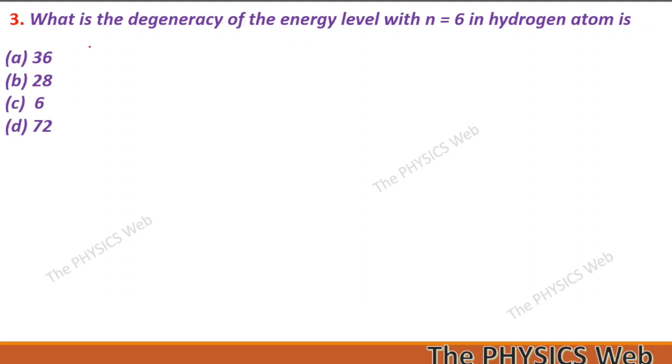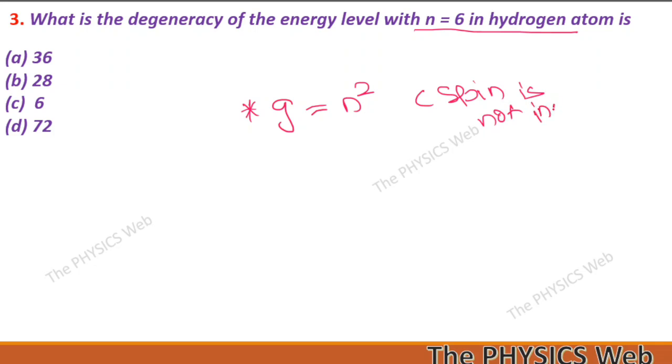Next, question number 3. What is the degeneracy of the energy level with n equals to 6 in hydrogen atom? Okay, so remember, degeneracy in hydrogen atom is n square when spin is not included in the system. Okay, so here spin is not discussed, so you can directly write that the degeneracy will be 6 square, so that will be 36. So here correct option is option A.